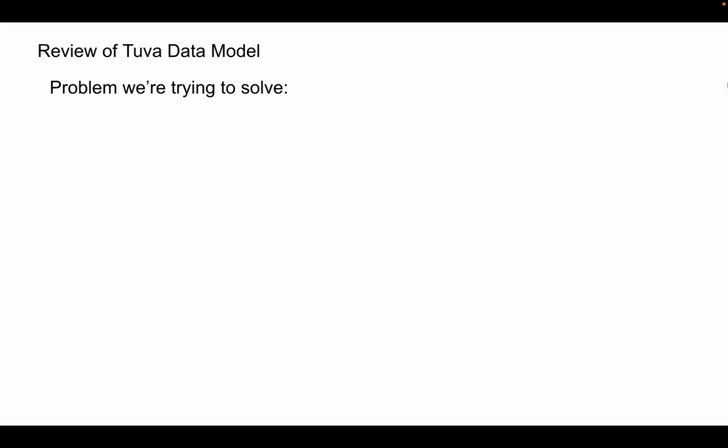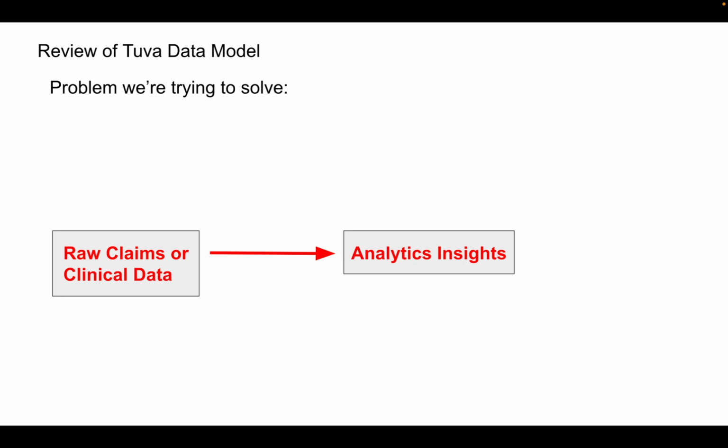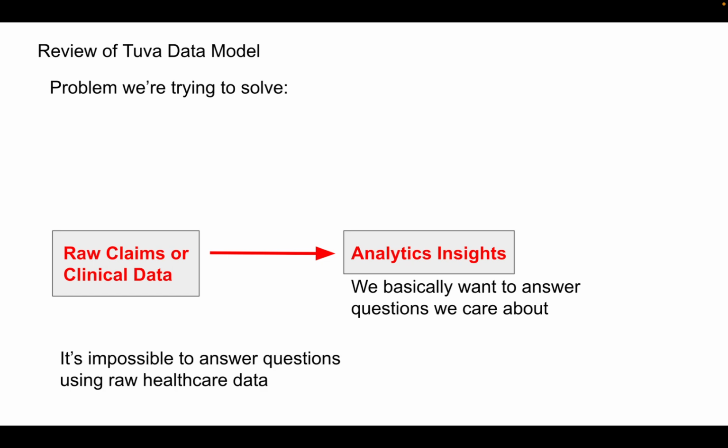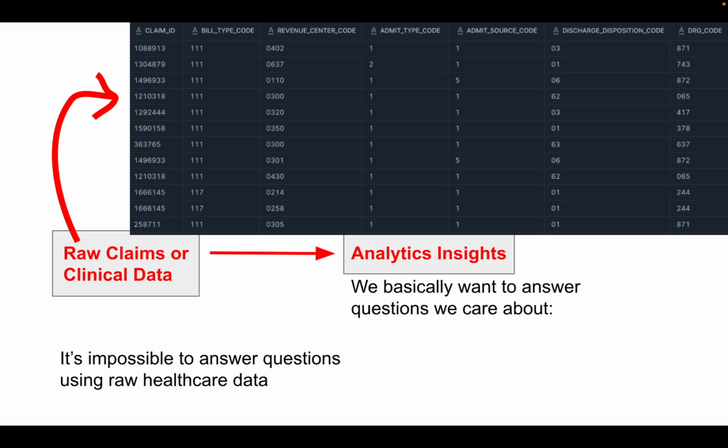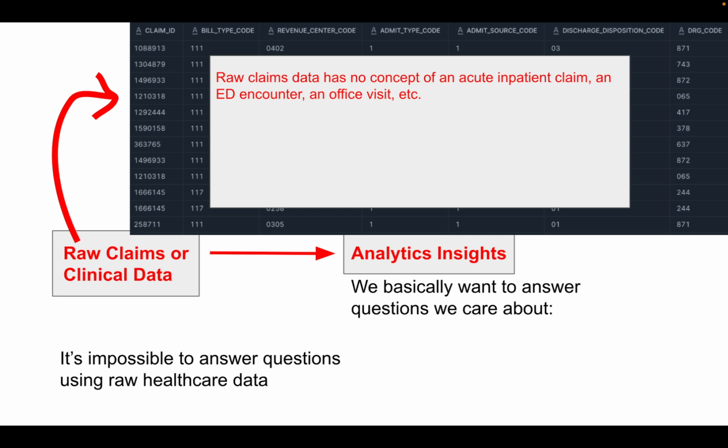So the problem we're trying to solve is the following. Imagine you have raw claims or clinical data in your platform, and you're trying to derive analytics insights from this data. So we basically want to answer questions we care about. It's impossible to answer questions using raw healthcare data, because raw healthcare data looks like this. It's composed of esoteric codes like bill type code or revenue center code or admit type code, etc. For instance, there is in raw claims data no concept of an acute inpatient claim or of an ED encounter or of an office visit.